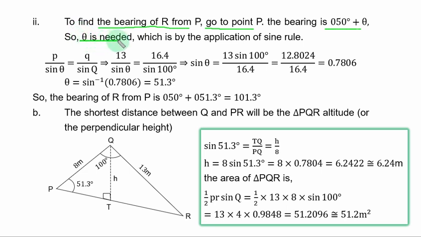So theta is needed, which is by the application of the sine rule. To use the sine rule, you need one complete side in terms of angle and the side facing it. That must be q. We know angle Q and side q. So the side facing angle theta is p. So you state the sine rule in this form. p is 13 over sine theta equal to q is 16.4 over sine Q. That is sine 100 degrees.